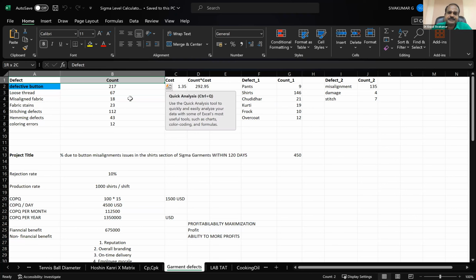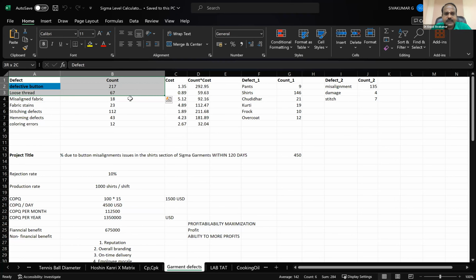You studied the defects that are happening by documenting them. So you documented the defects for about 30 days. And after 30 days, you have this data.